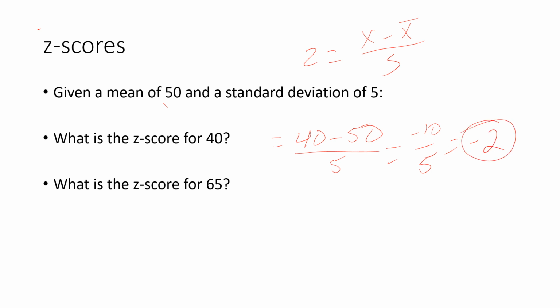So the z-score for a score of 40 is negative 2. 65 on the other hand, it's a raw score of 65 minus a mean of 50 divided by a standard deviation of 5 is equal to 15 divided by 5, or 3. So your z-score there is 3.